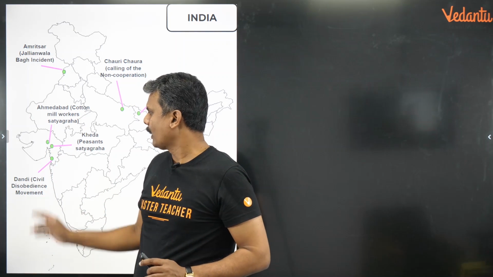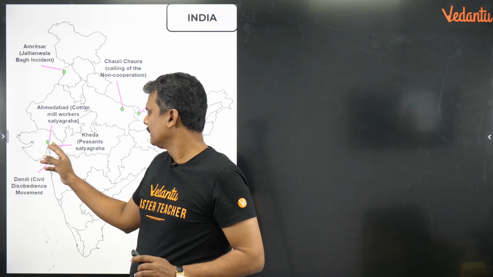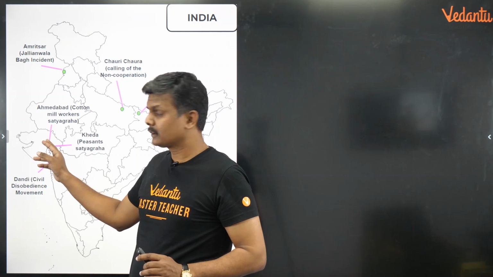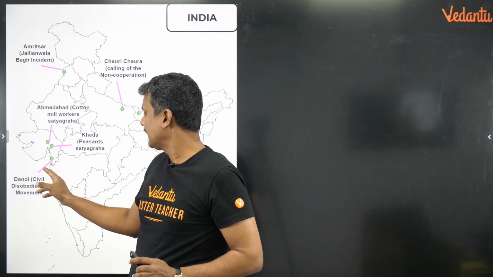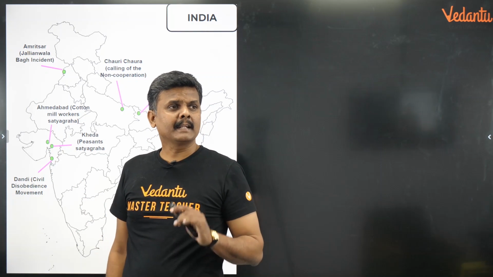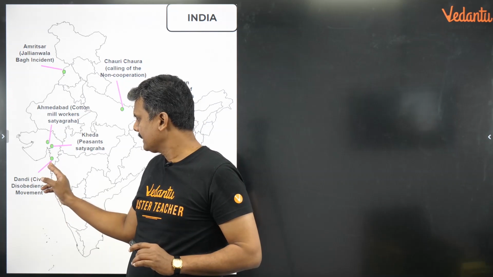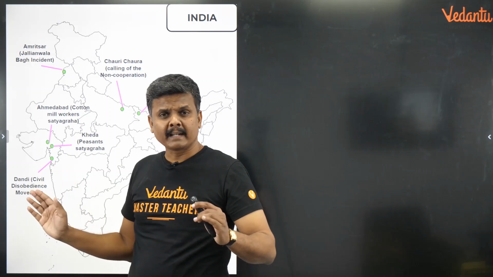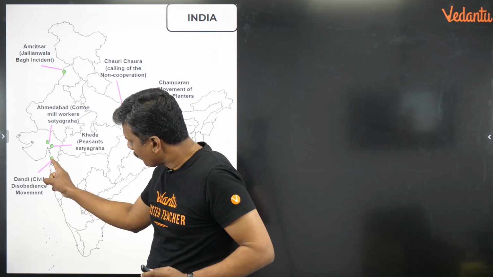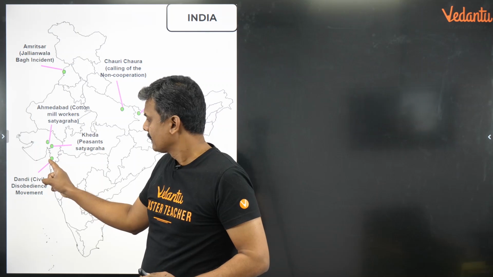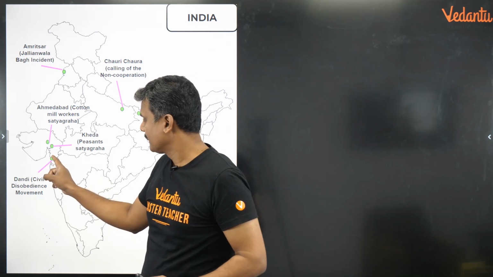happened. And all three are in Gujarat: Kheda, and the Ahmedabad cotton mill workers' Satyagraha, as well as Dandi. All three in Gujarat, very easy to spot. Only thing is, when it comes to Dandi, it is over in the sea. It's a salt march. It happened by the sea, right? So it is on the border. Please remember that. Right, guys? I hope you're getting this very clearly.